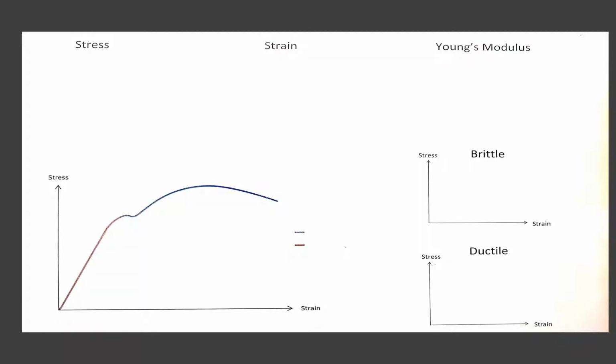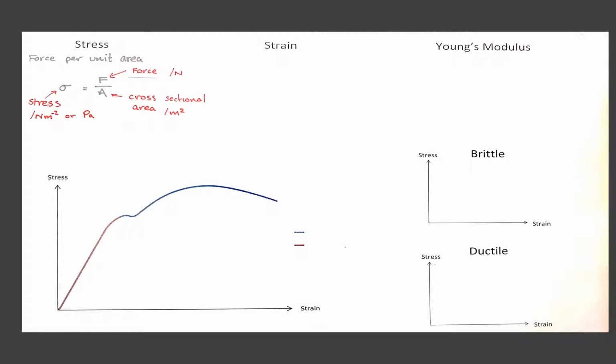Let's begin with stress. Whenever we apply a force to a material, we create a stress within that material. Stress is defined as the force per unit area. We give stress the symbol of sigma, which equals F over A, where F is the force and A is the cross-sectional area. The units of force are newtons and the units of area are meters squared. This means stress has the units of newtons per meter squared, or more commonly, Pascal.